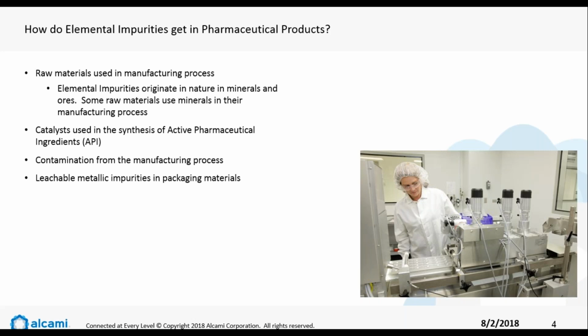Also catalysts, so catalysts in the synthesis. Typically some of the APIs have palladium or nickel or various other metal catalysts that need to be monitored. If they're used to synthesize the API, you need to make sure that they are out of the API as they're going into the drug product. Otherwise, again, they will be present in the drug product because they're in the API. And then lastly, there are possibilities for contamination from the manufacturing process and leaching metallic impurities out of the container closure system itself or even out of the equipment in the manufacturing process.